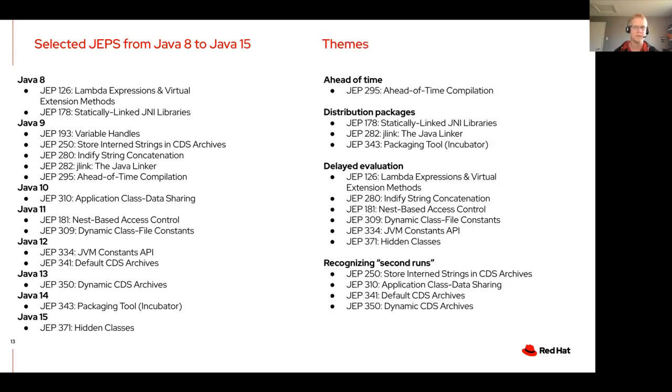And we see this set of themes. We see the introduction of ahead of time, so things being done ahead of time, in this case compilation. We see a push around making it easier to distribute packages of Java. That's the JLink tool. That's statically linked JNI libraries and a packaging tool.